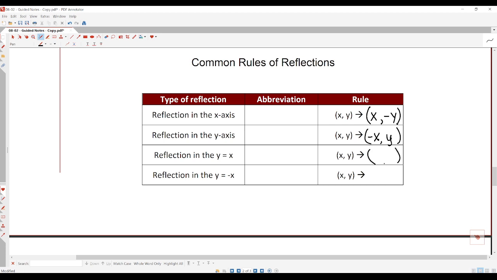When you reflect in the line y equals x, the rule is that the x and y coordinates just change location. So they just switch places. The x moves to the y slot, the y moves to the x slot. In the line y equals negative x, not only do they move, but they both get changed. So they switch, and then we do the opposite.